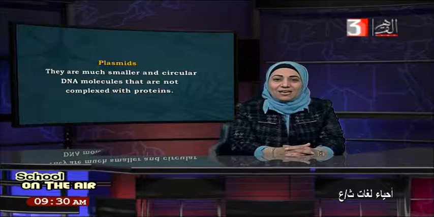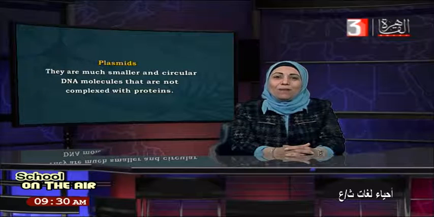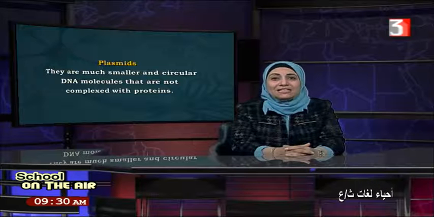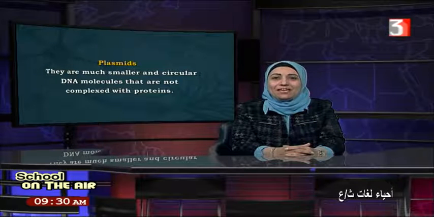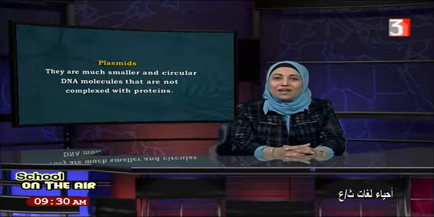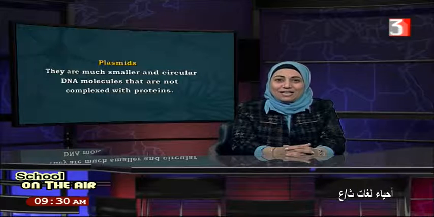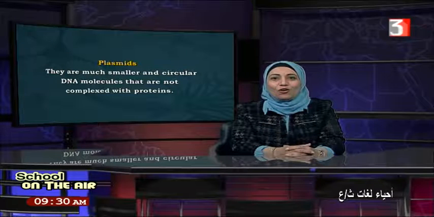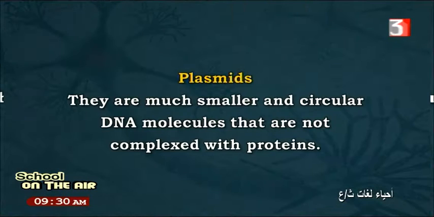And inside the bacterial cell, there are what are named plasmids. Plasmid is the DNA inside the bacterial cell, which consists of ring DNA. Let us see what the structure of a plasmid is and what is meant by plasmid. Plasmids are much smaller, circular DNA molecules that are not complexed with proteins. This means the plasmid is a circular DNA, not joined with protein, found in prokaryotes.